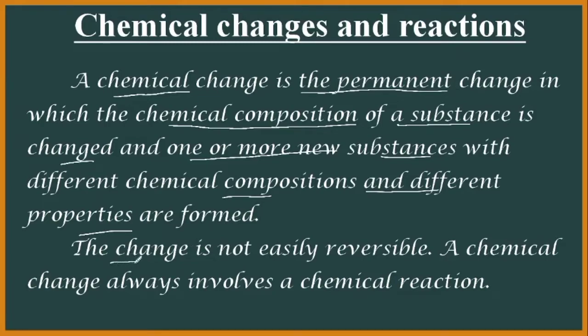So here the change is not easily reversible. That means once the chemical change occurs and the new substances with new properties are formed, reversing that reaction is not easy, right? So for that reason we say it is not easily reversible. And then a chemical change always involves a chemical reaction. Then what is a chemical reaction? We have learned chemical change, that means new substances with new properties are formed, but here they are saying it is a chemical reaction. So all these chemical changes happen because of chemical reaction. Then what is a chemical reaction?